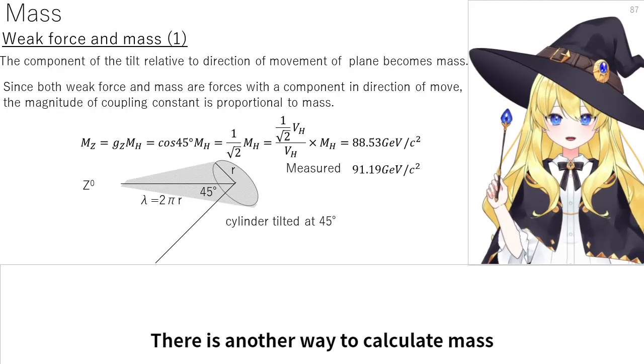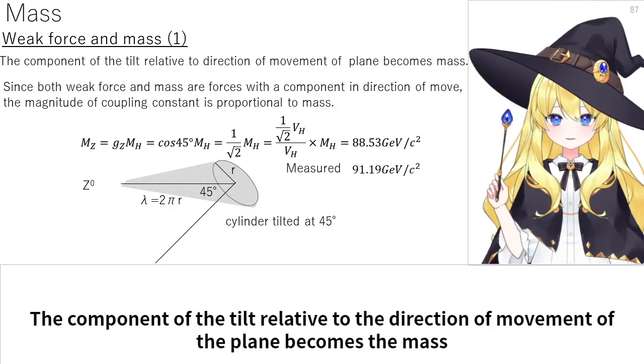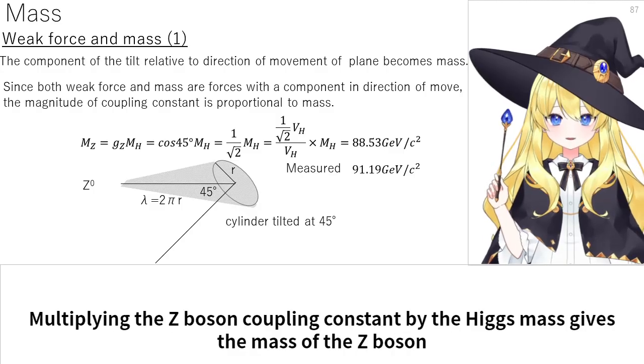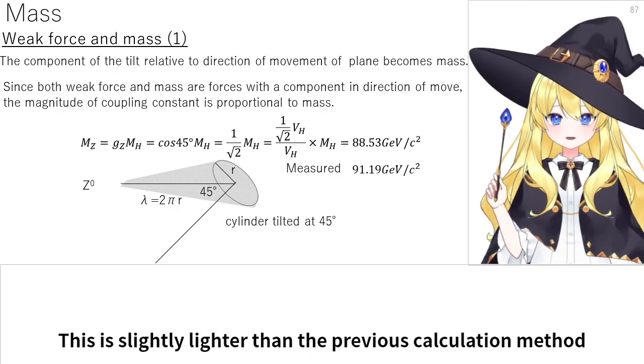There is another way to calculate mass. The component of the tilt relative to the direction of movement of the plane becomes the mass. Since both weak force and mass are forces with a component in the direction of movement, the magnitude of the coupling constant is proportional to mass. Multiplying the Z boson coupling constant by the Higgs mass gives the mass of the Z boson. This is slightly lighter than the previous calculation method.